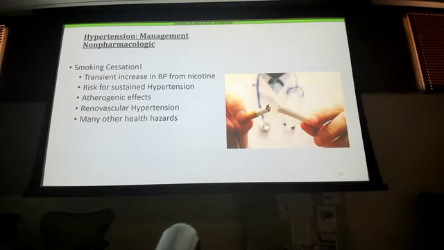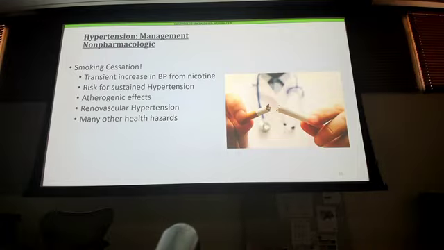So, smoking cessation. This is an important avenue because, one, there's so many other cardiovascular diseases, smoking is a major risk for it. But the nicotine itself in tobacco and tobacco smoke does cause a transient increase in your blood pressure. How many people smoke 1 cigarette a day? Right? How many people smoke 1 pack a day? Which is what, 20 cigarettes or something like that?